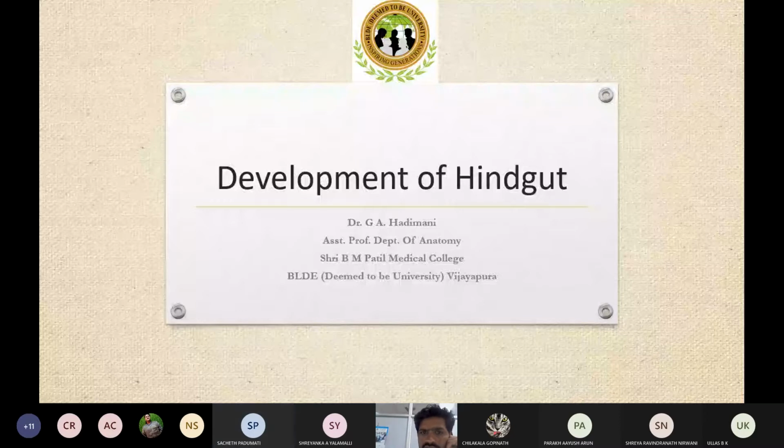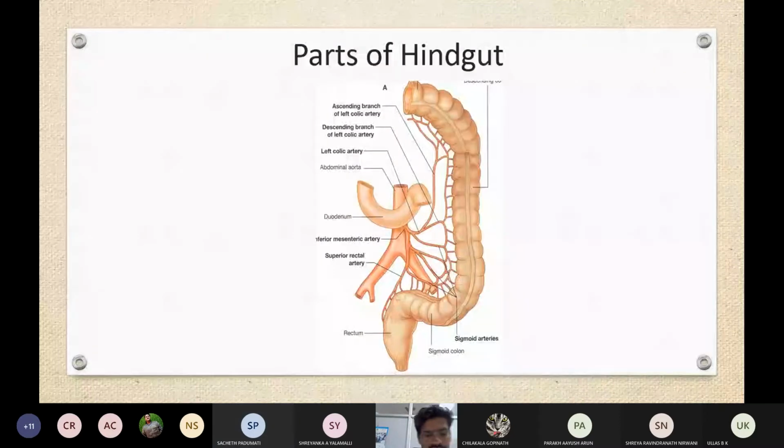Very good. So the same thing is visible over here. You told the one-third part of the transverse colon, that is the left one-third part, then the complete descending colon, sigmoid colon, rectum, and the anal canal are the different parts of hindgut. You can see the hindgut parts only. Do you know the artery of hindgut? Inferior mesenteric artery.